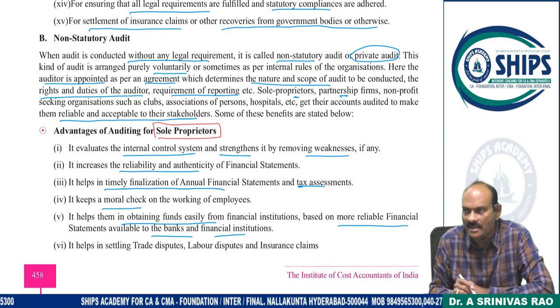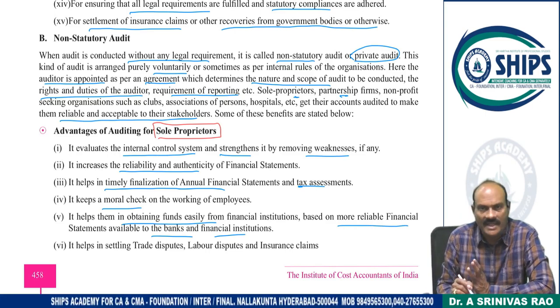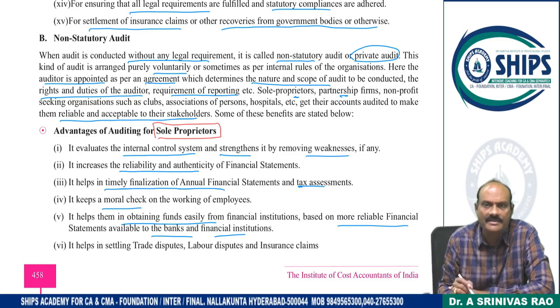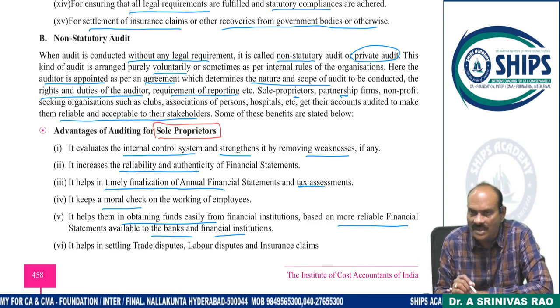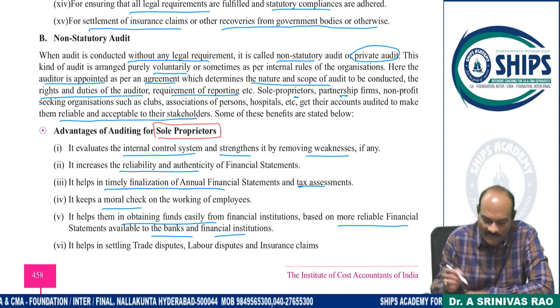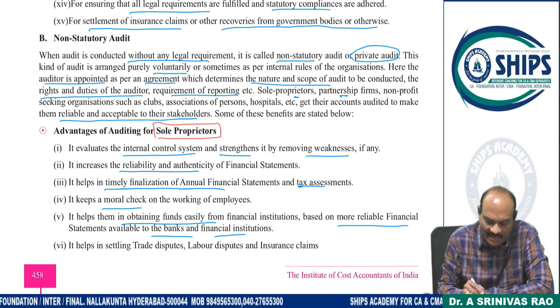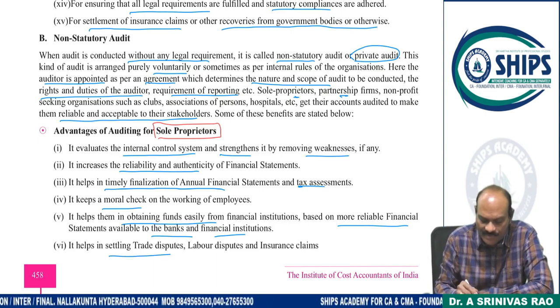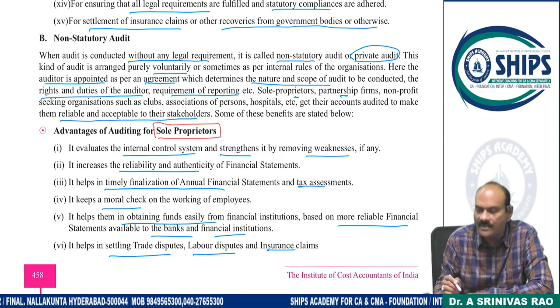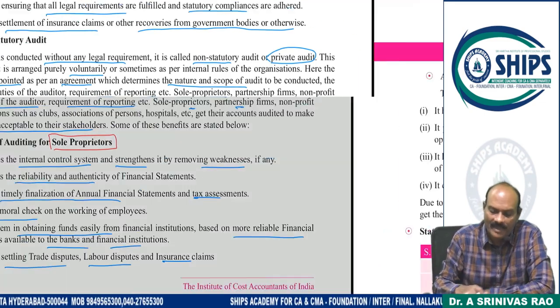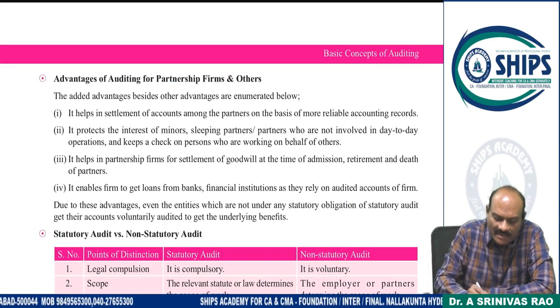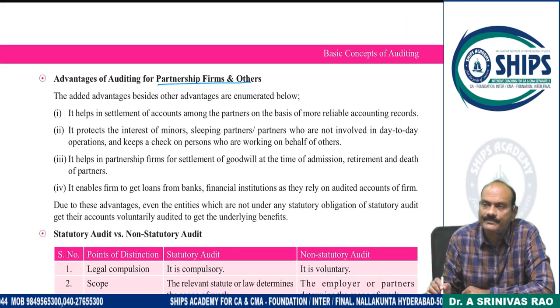If a sole trader also wants any loan, you go and submit tax returns, they will appreciate it, and based on that data available, they may sanction the loans, term loans, overdraft, etc. for you. It helps in the settling of trade disputes, labor disputes, and insurance claims. Those are the advantages to the sole trader. And what are the advantages to the partnership firm and others?